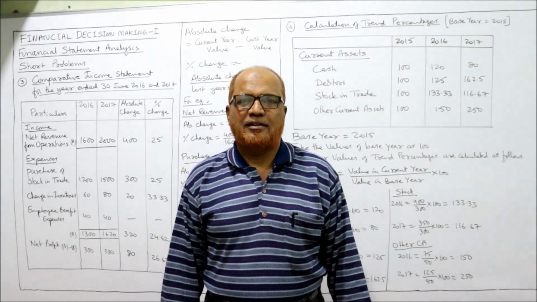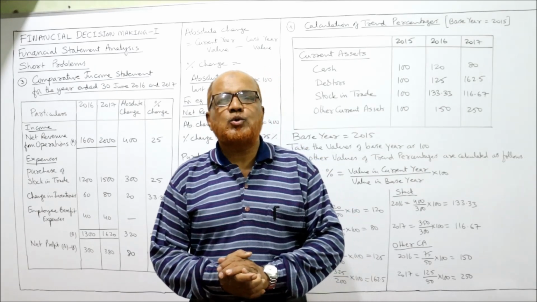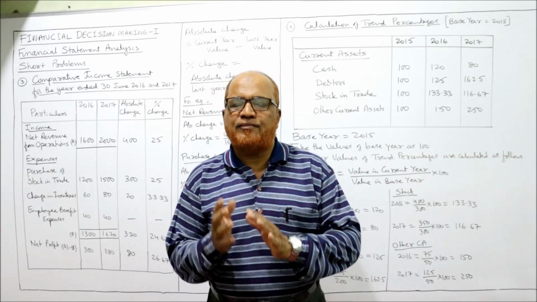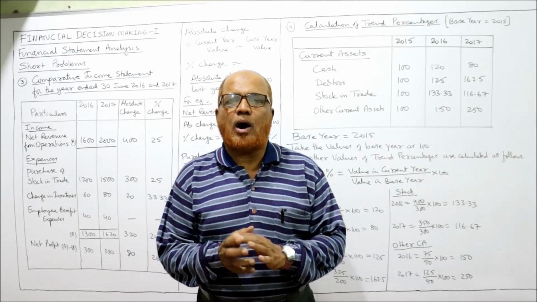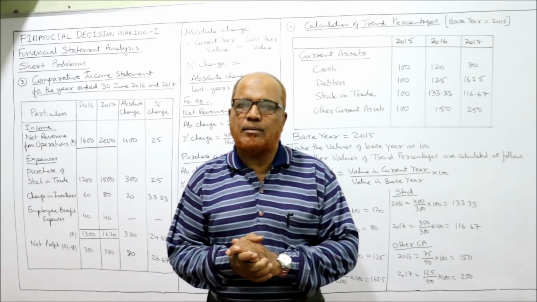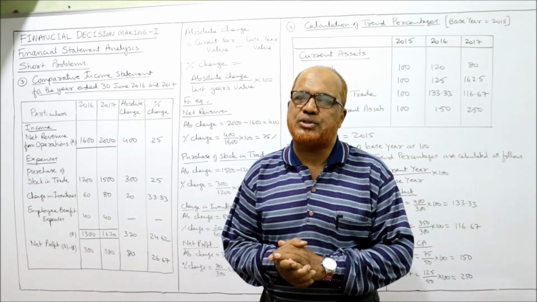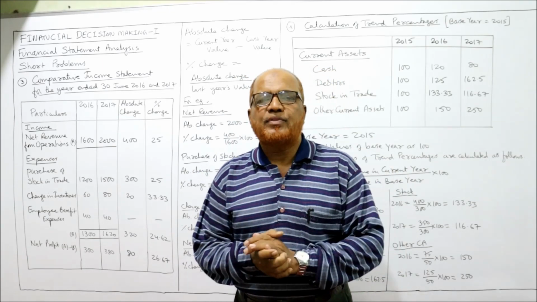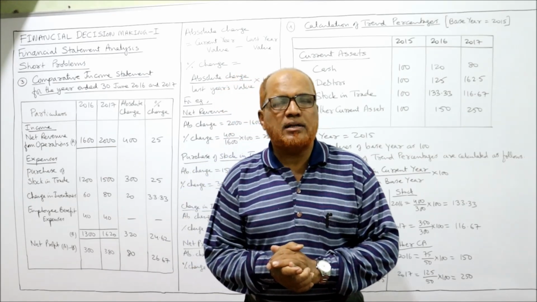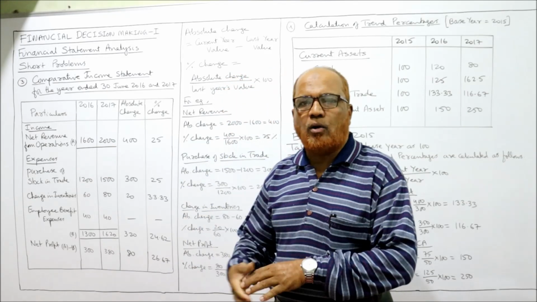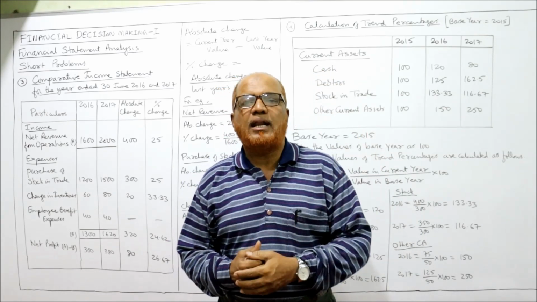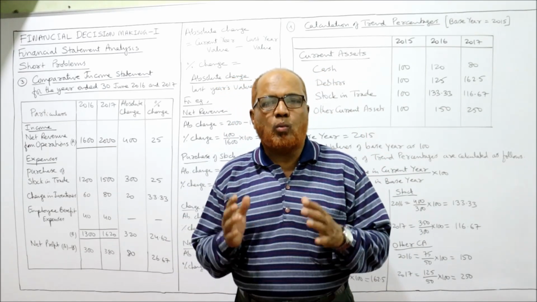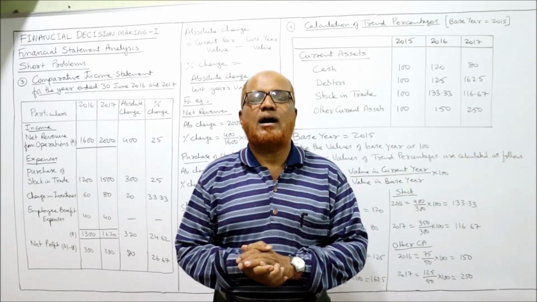I'm Hasham Ali Khan. Last video I completed two problems on financial statement analysis. In those two problems I explained how to make the common size income statement and common size balance sheet. In this video, I am going to continue with the third and fourth problems. One problem will be on comparative income statement and the other on trend percentages. So watch the video till the end to get the complete command.